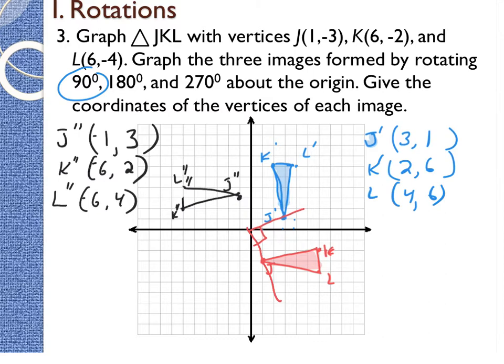All right, so I'm going to go through and shade that one in. So that gives me 180. So if I were to connect J prime with J, that would give me a straight line, which is 180 degrees.